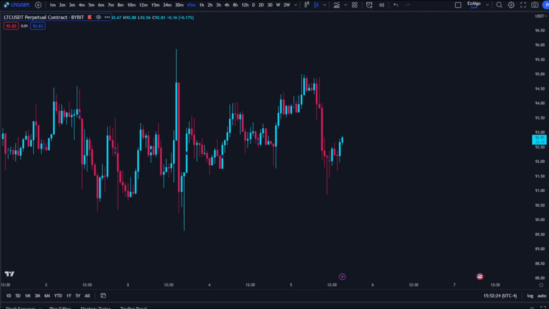All right, so I'm super excited to show you guys this indicator. I've been working on this very, very hard for the last few months, and I can't wait to see some of the gains you guys make using this indicator.